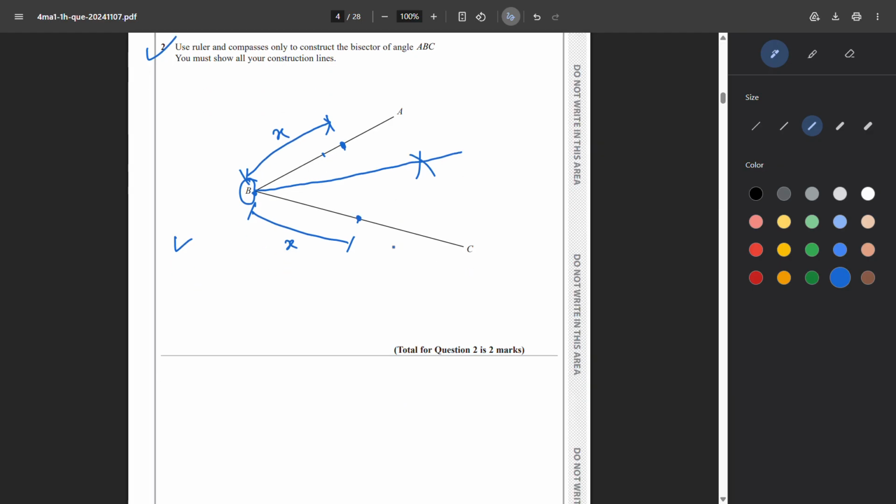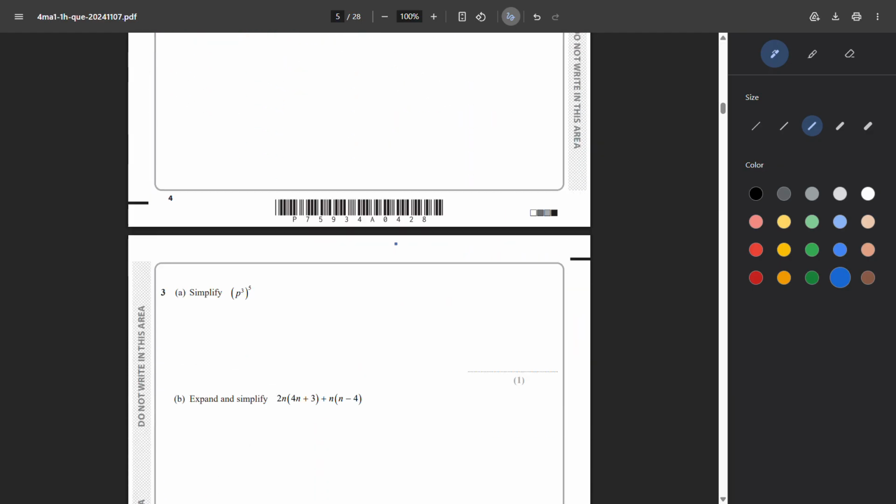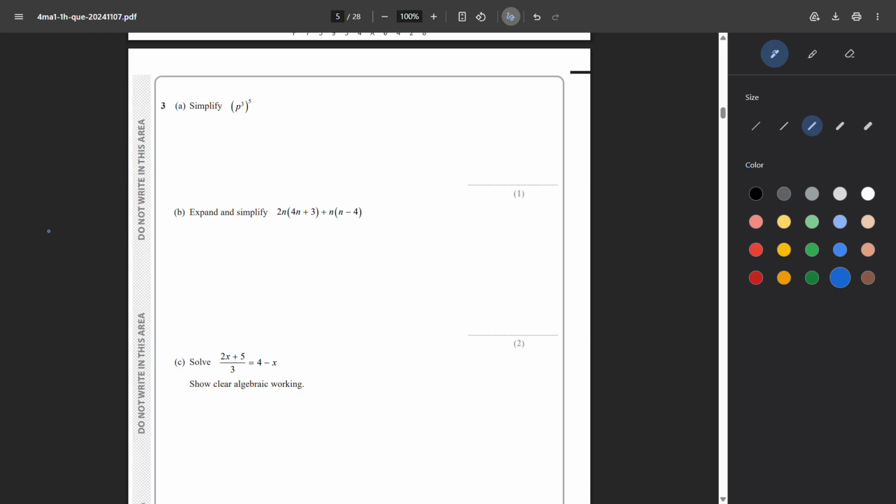Draw this, you will get 2 marks. Okay, now question number 3. Simplify. They have given one simple equation. You have to just find the value of this.